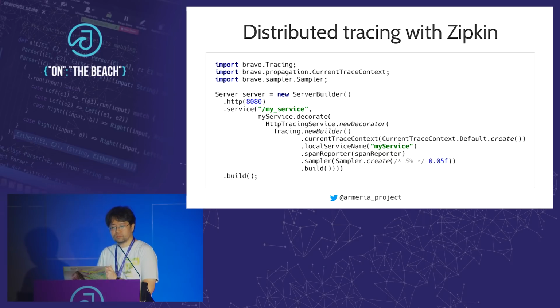For example, Zipkin distributed tracing is done using Decorator too. In this case, we use HTTP tracing service, which is a decorator, and we specify some parameters. Then your service will send Zipkin spans to Zipkin span collecting servers automatically at sampling rate of 5% in this case. In production, you might want to add more decorators. For example, logging and whatever.